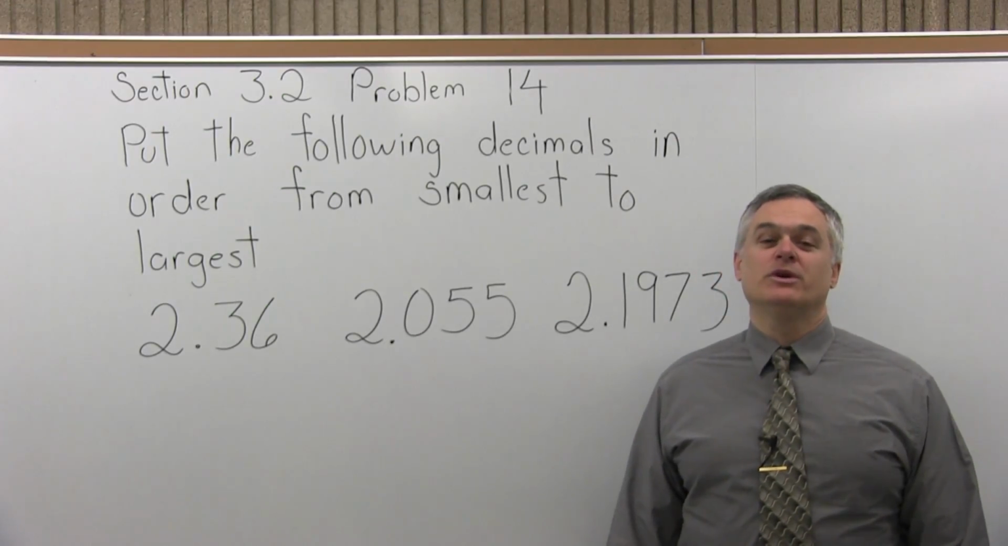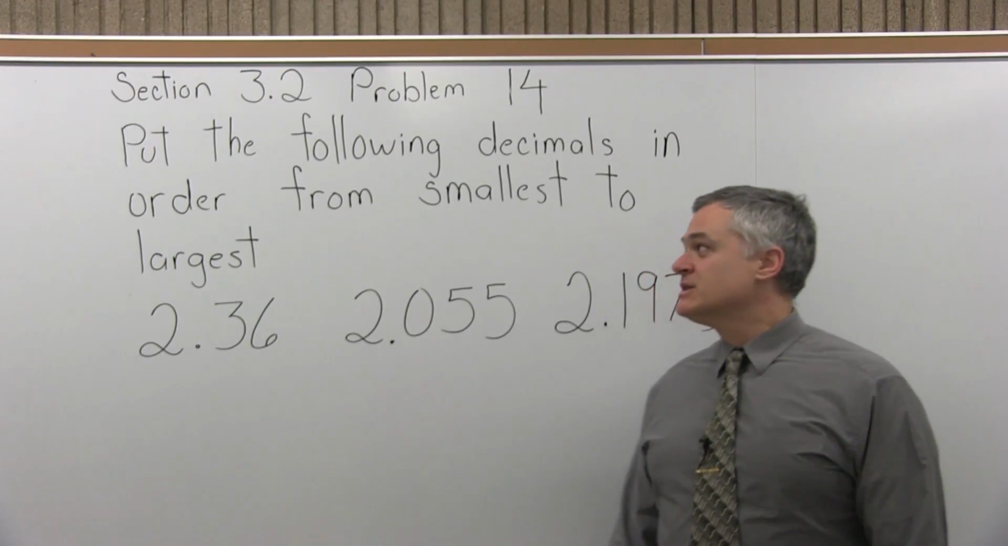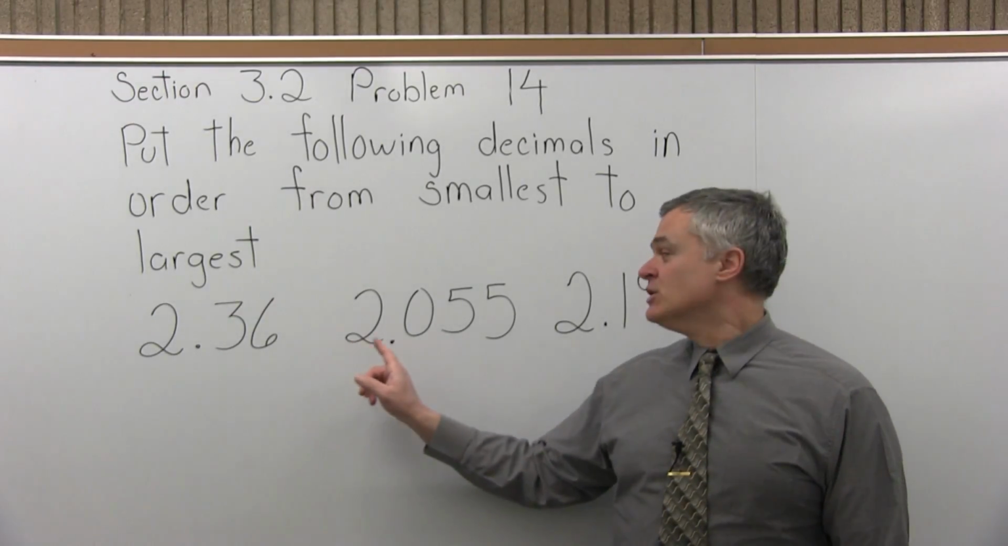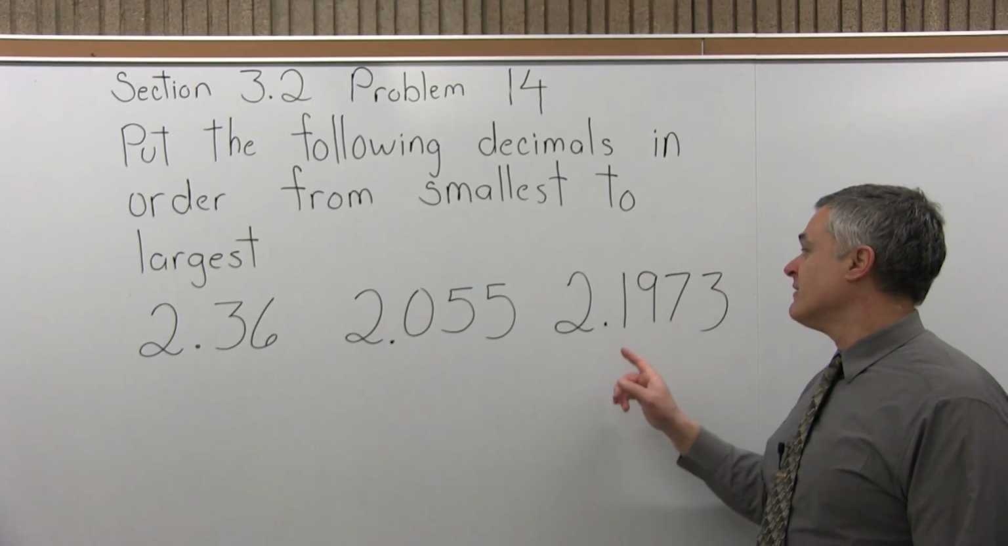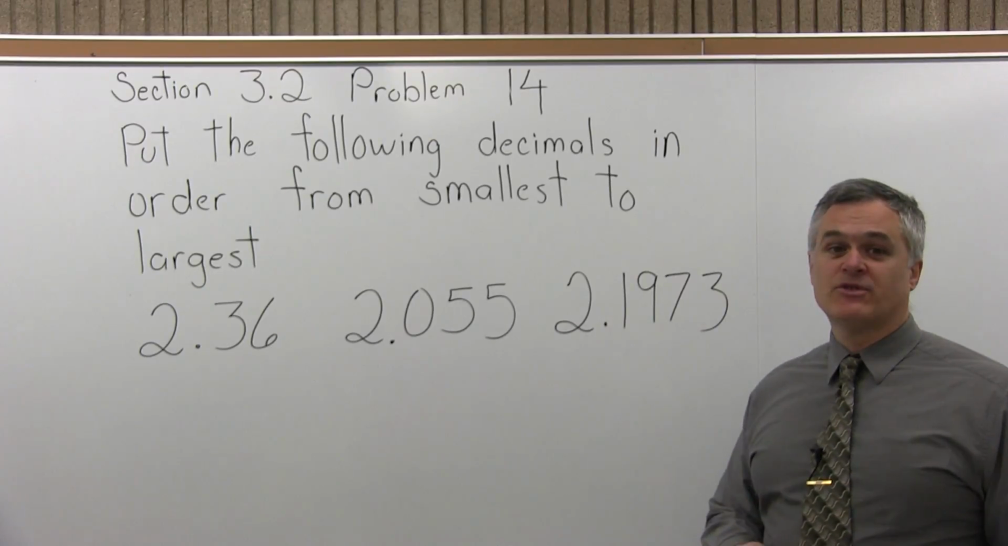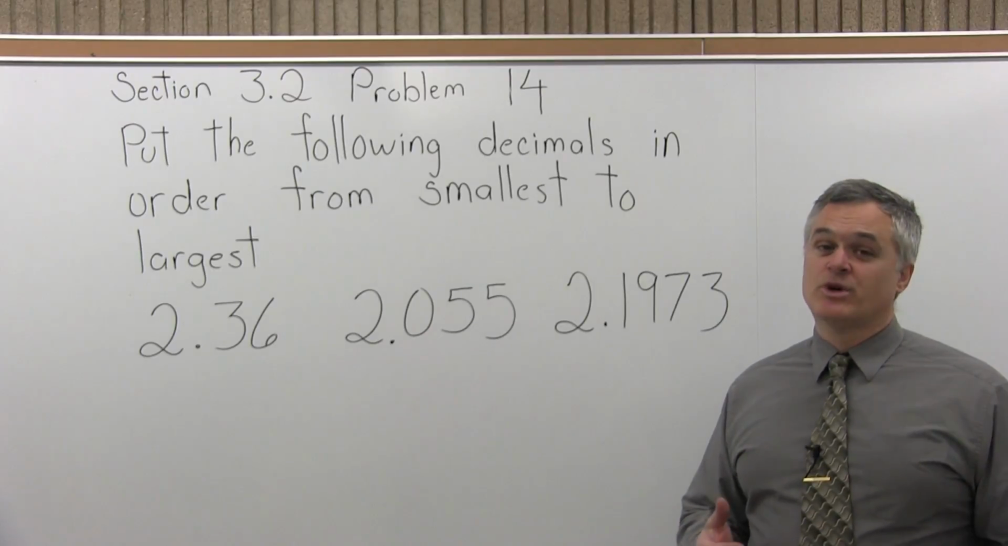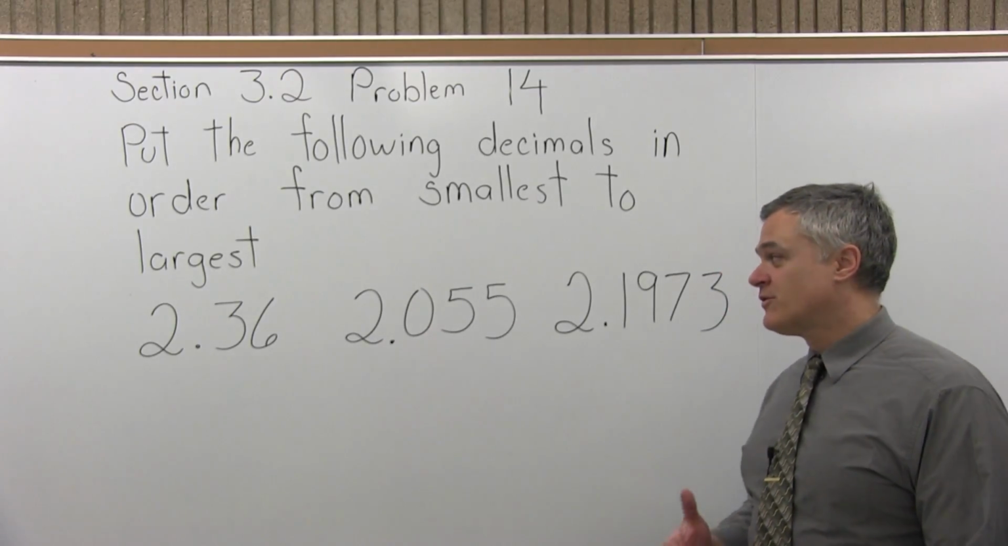This is Section 3.2, Problem 14. It says put the decimals in order from smallest to largest, and we have 2.36, 2.055, and 2.1973. So we want to write those in order from smallest to largest. We want to determine the smallest one of those numbers first.